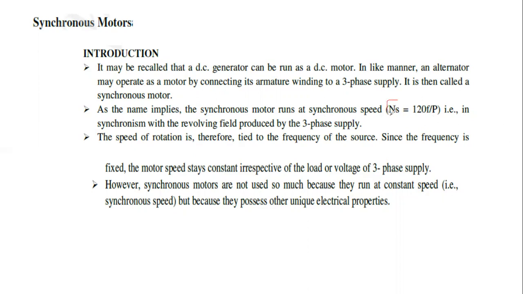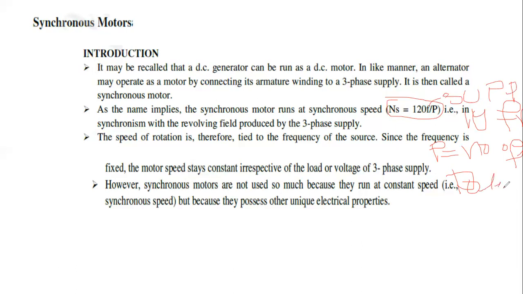Ns is the synchronous speed. Ns is equal to 120 F by P, where F is the supply frequency and P is the number of poles.